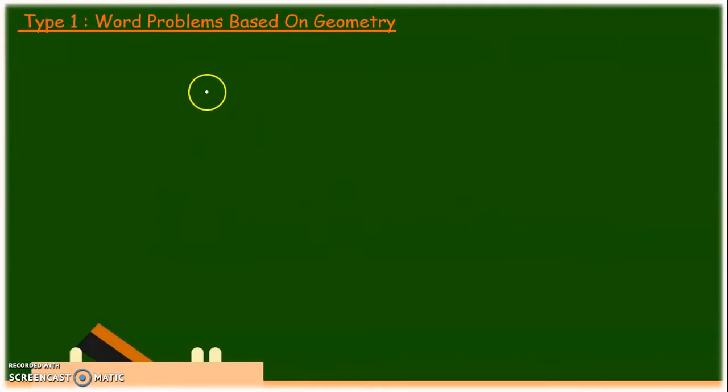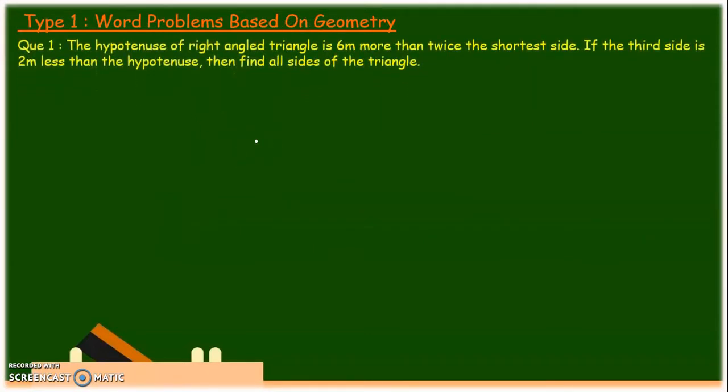The first type of word problem is based on geometry. Let's see the question. The hypotenuse of a right angle triangle is 6 meters more than twice the shortest side. If the third side is 2 meters less than the hypotenuse, then find all the sides of the triangle.